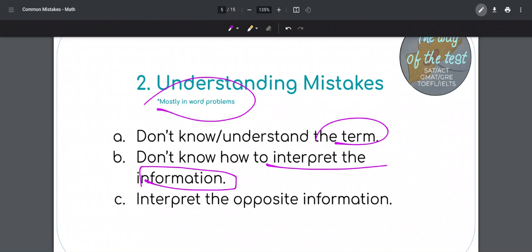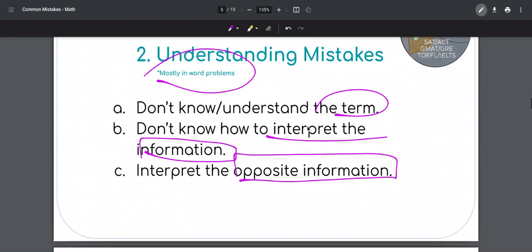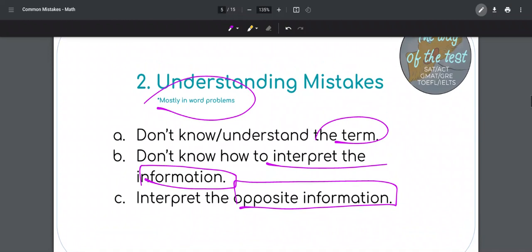And finally, interpreting the opposite information. This is very common when you have inequalities, when it's greater than, less than, at most, at least. Sometimes some students get confused by words and end up writing the opposite of what they're reading. All of these are understanding mistakes. Can there be more? Yes.